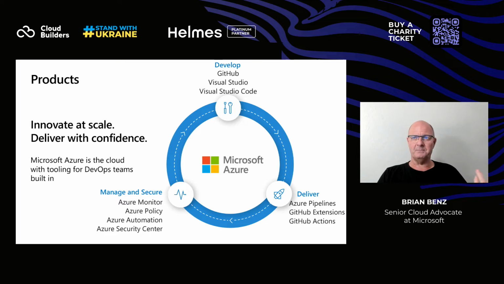For delivering, we've got Azure Pipelines, GitHub extensions, and GitHub Actions. And I'm going to highlight GitHub Actions today. And then managing the security. Microsoft literally spends billions of dollars a year on security.